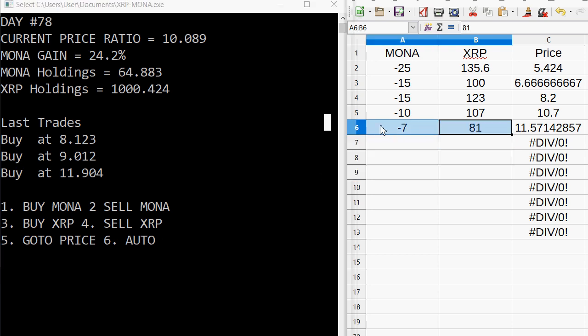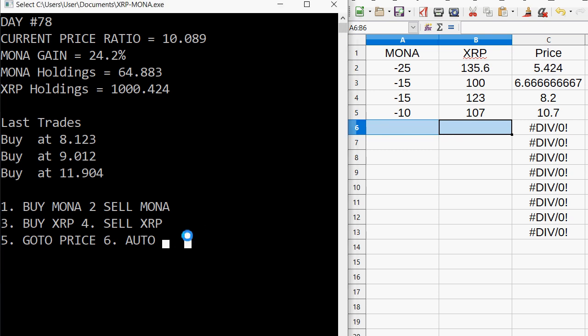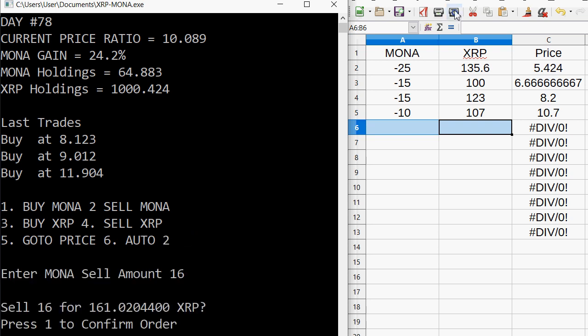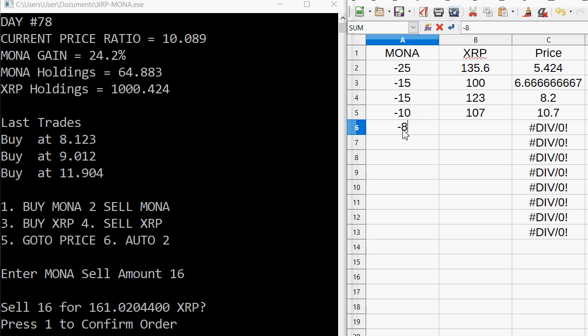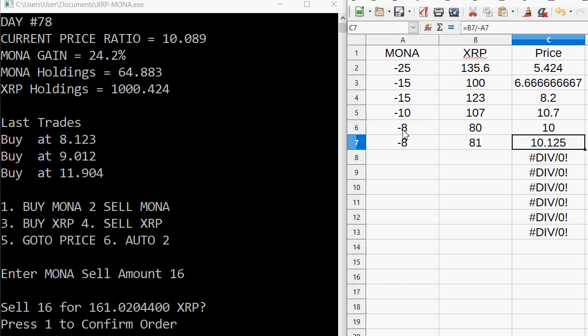And now Mona gains 24%. So if you accumulated a few, we got the number up to 64. I could easily get rid of 10, 15, 20 of them. So if I get rid of, say, 16, yeah, let's go 16. Maybe put in 2 orders this way and go 80 and 81.